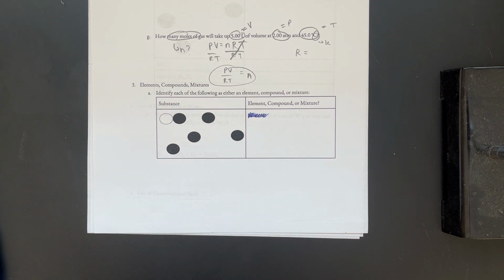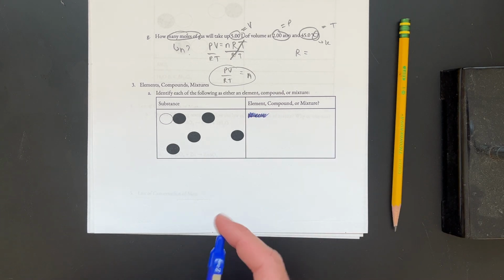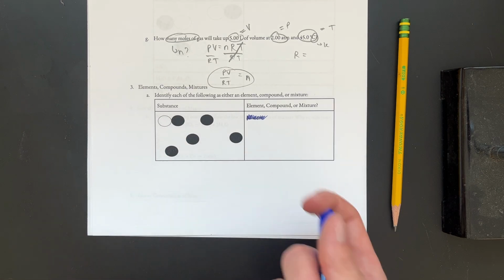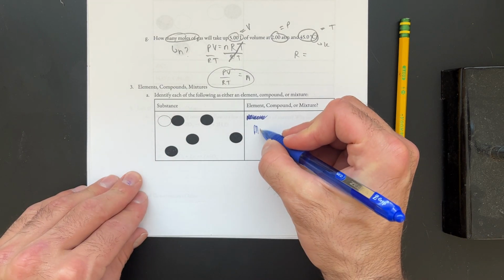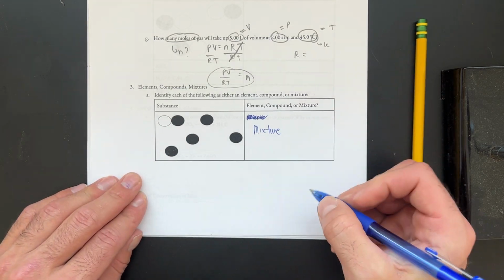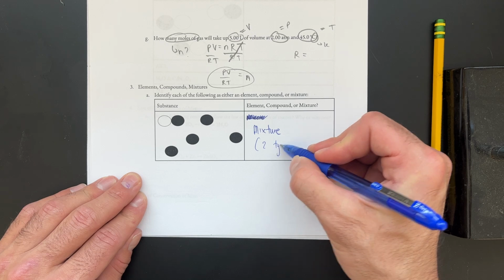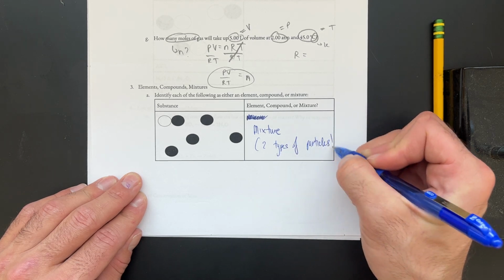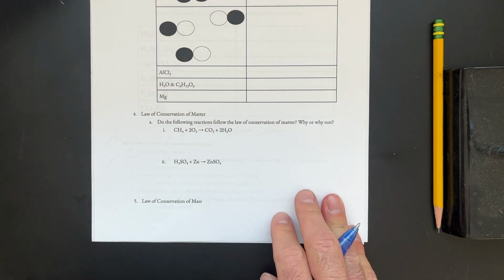That's the next big topic that we learned. And so for this one, I accidentally forgot to delete the answer. But what we're seeing is that there's this type of particle as well as this type of particle. 2 different types of particles. That's a mixture. You don't have to explain it, but just for the answer key, 2 types of particles, so it's going to be a mixture. All right.